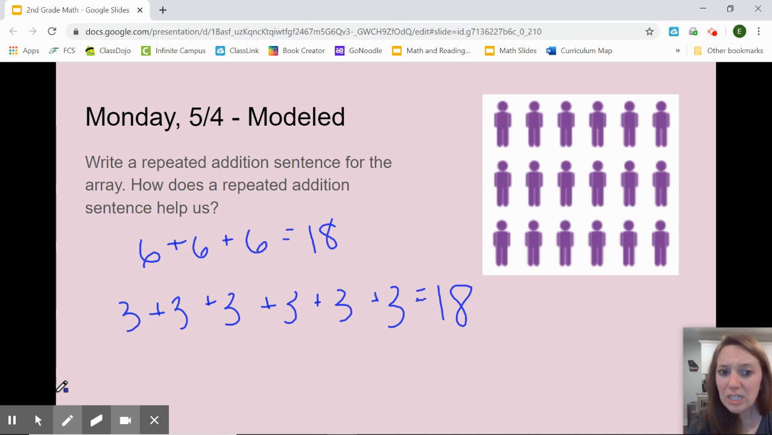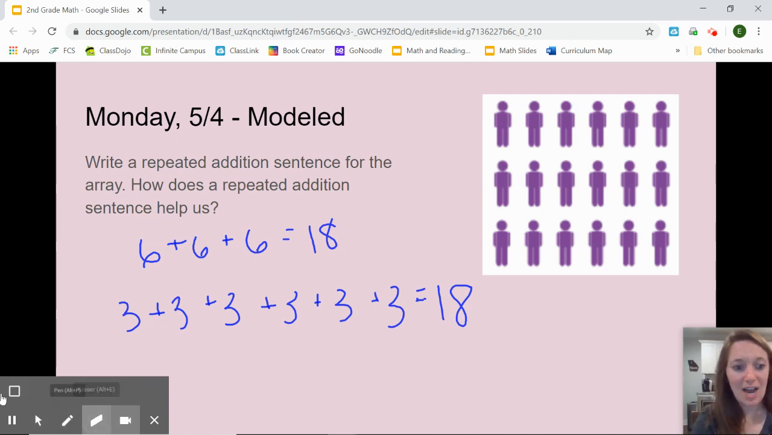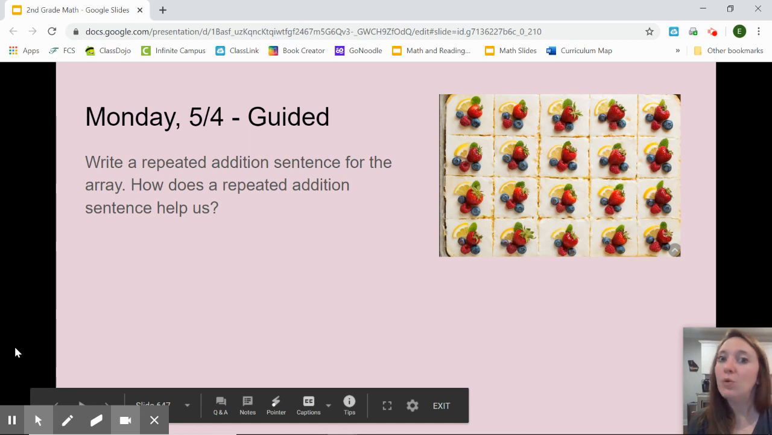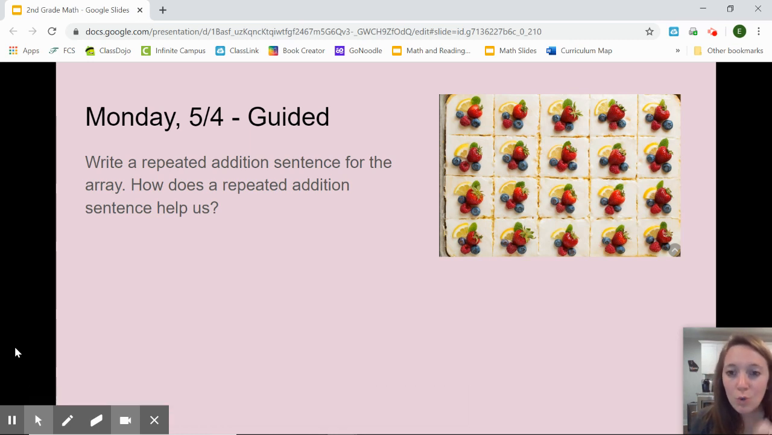And how does a repeated addition sentence help us? It helps us by making it more efficient to count, making it easier and quicker for us to count the total number. Awesome! Time for guided. Write a repeated addition sentence for the array. You can actually challenge yourself by doing 2 repeated addition sentences. Go ahead, try it. How does a repeated addition sentence help us? Pause.